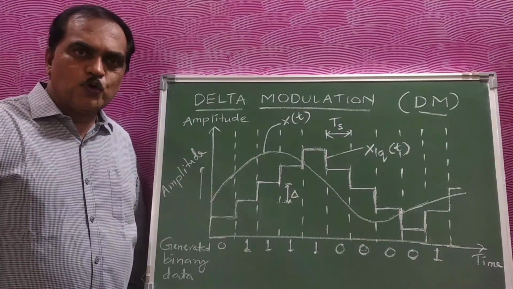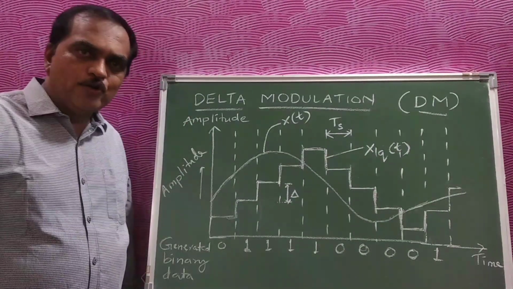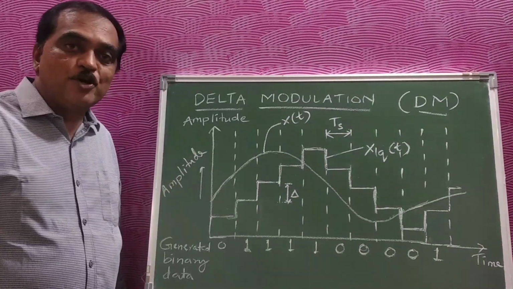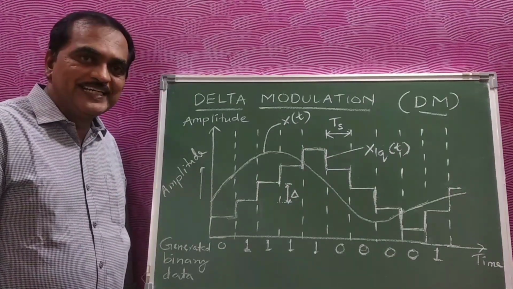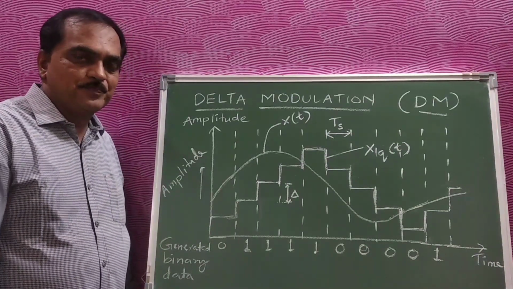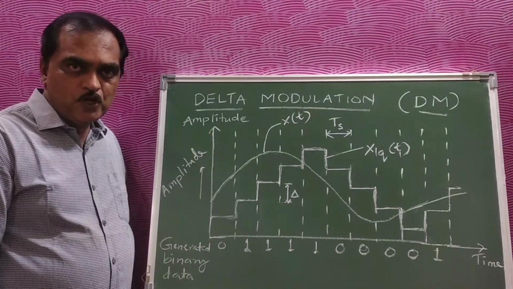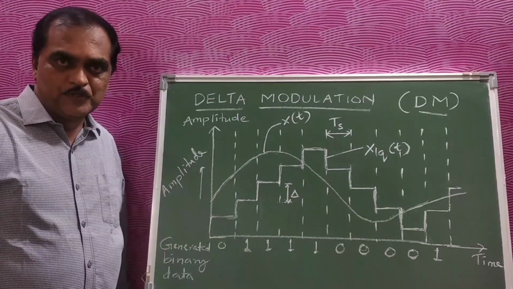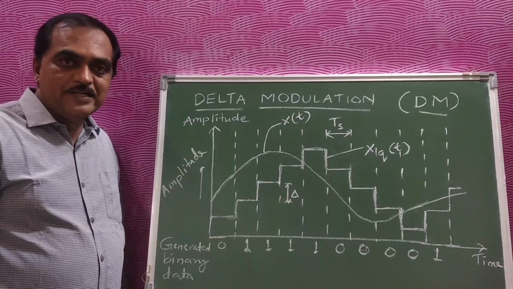Dear students, today we'll see what we mean by delta modulation. Delta modulation is a modification of DPCM, and DPCM was a modification of PCM. Here, delta modulation uses lesser bandwidth and a lesser data rate as compared to DPCM. Delta modulation is also called a two-level modulator, or a one-bit modulator, or one-bit DPCM.